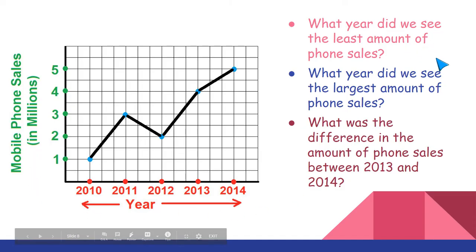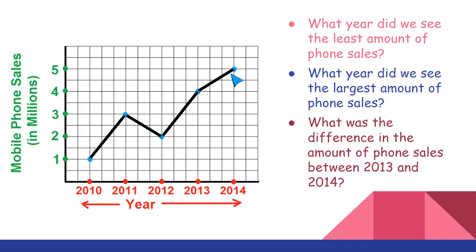All right, so what year did we see the least amount of phone sales? Yes, the correct answer would be 2010. Only 1 million were sold. What year did we see the largest amount of phone sales? The correct answer would be 2014.